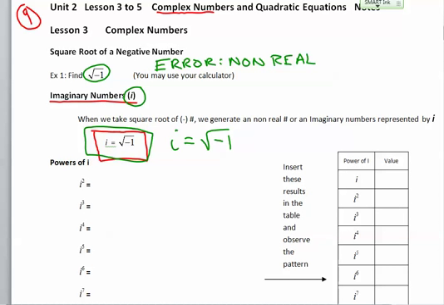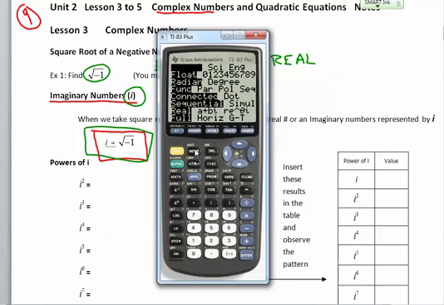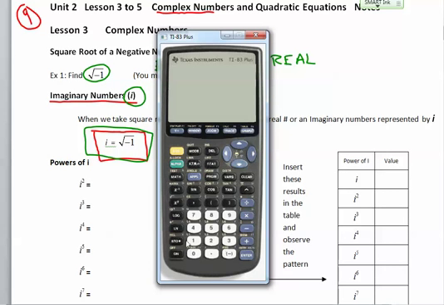Okay, so you can change the mode on there so that it will work. Let me show you how to do that. If you go to mode, right by the yellow button, and come down to where it says real on the left and go over and select a plus bi, that's going to be putting it into what we call complex number mode. And if you hit enter, and now you quit, and now if you do the square root of negative 1, it should give you i. So when we're working with i's, you want your calculator to be in that mode. All right? Cool.